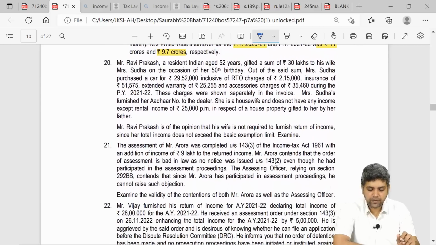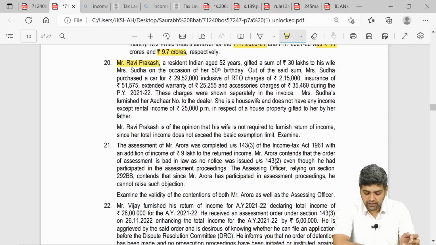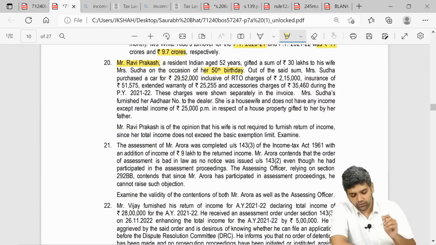After that, question number 20. It says, Mr. Ravi Prakash, a resident Indian aged 52 years, gifted a sum of 30 lakhs to his wife, Mrs. Sudha, on the occasion of her 50th birthday.